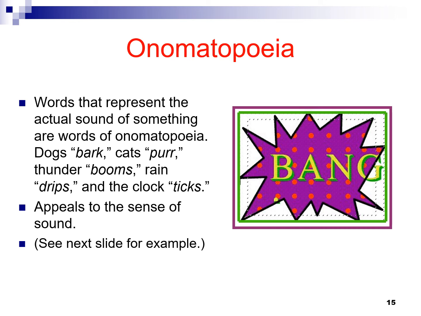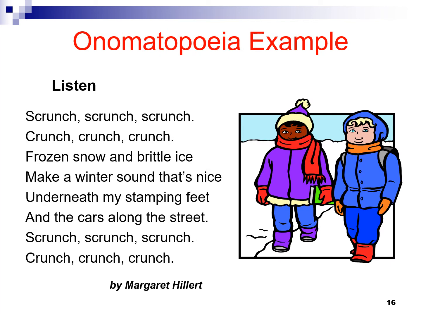Next, we have onomatopoeia. Onomatopoeia represents the actual sound of something. For example, the word bark represents the sound produced by dogs. When we say buzz, the buzzing of bees, the buzz sound represents the sound of bees. It appeals to our sense of hearing. For example, scrunch, scrunch, scrunch, crunch, crunch, crunch, frozen in snow and brilliant ice. If you notice, the first two lines represent the sound that can be produced when you are walking on a snowy ground. That's onomatopoeia.